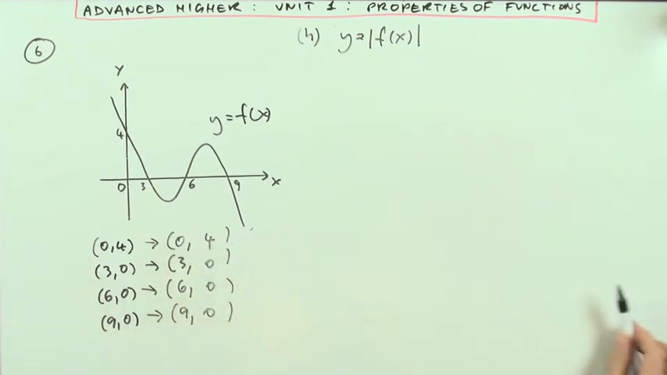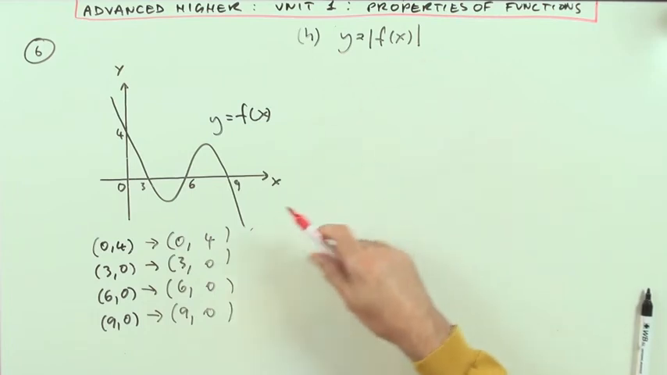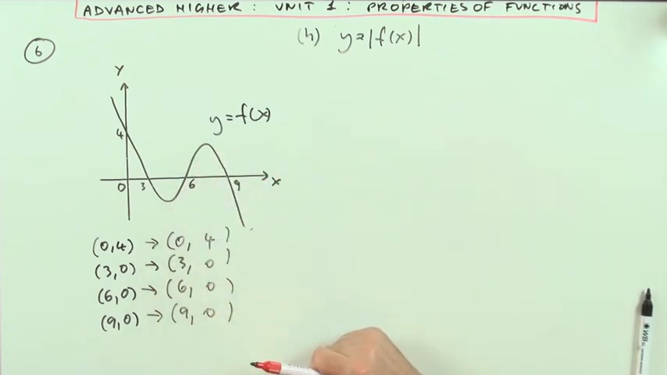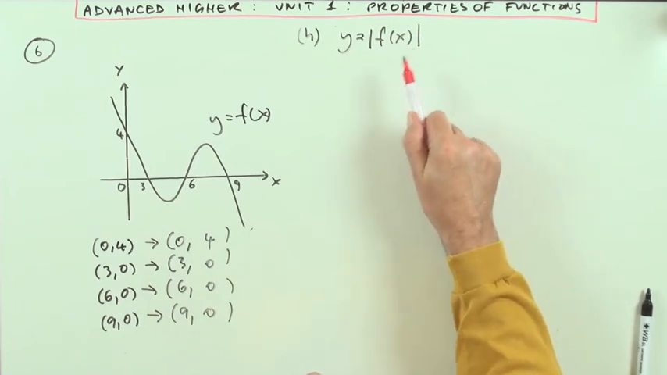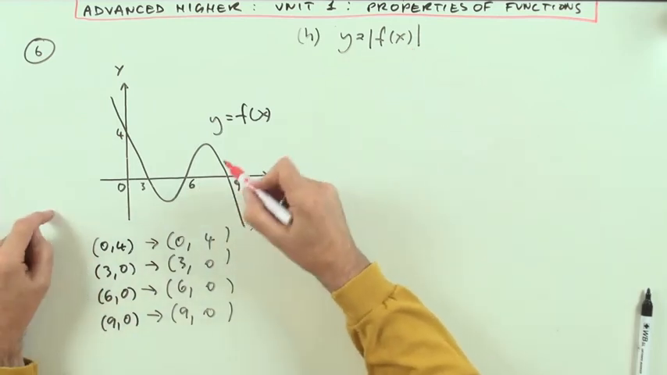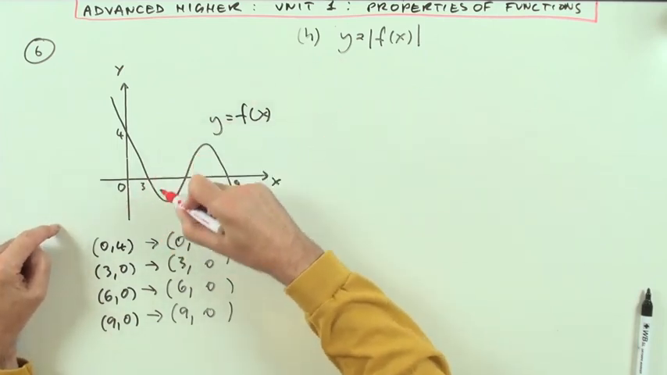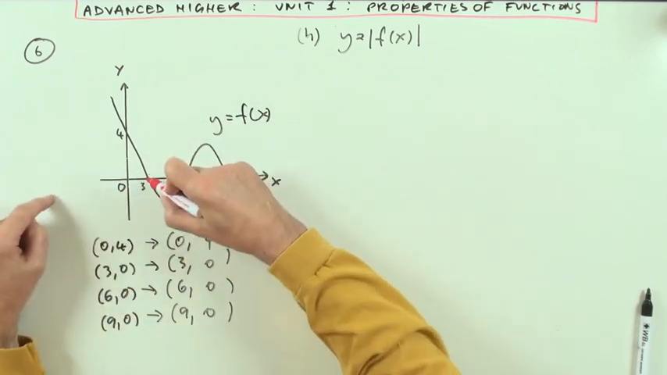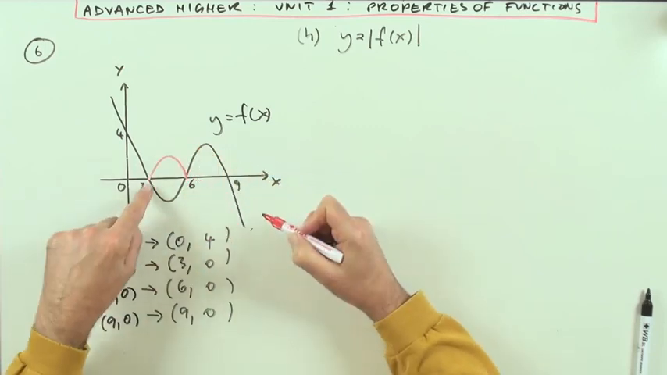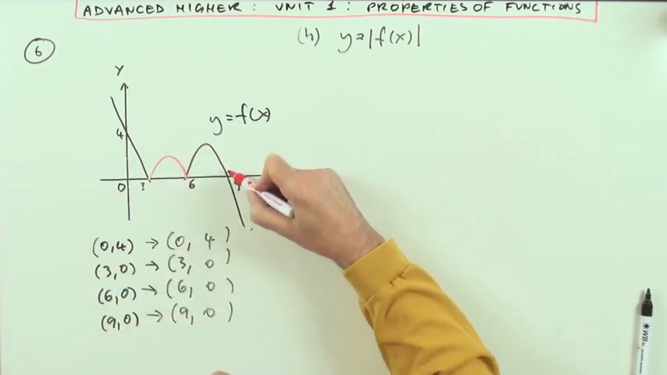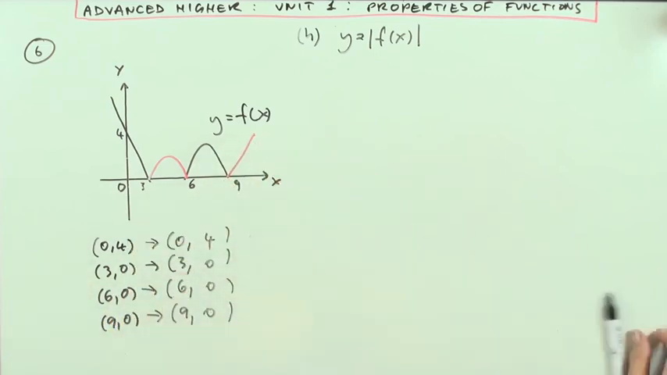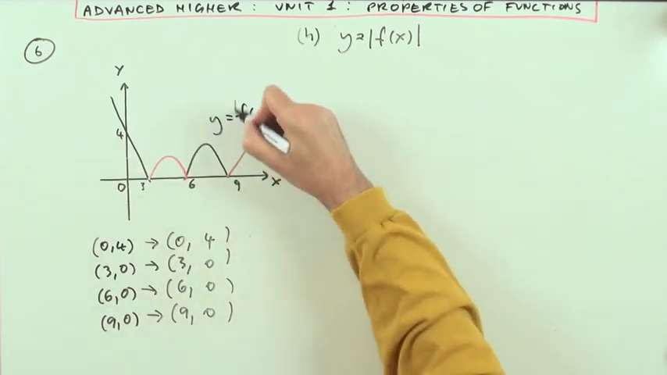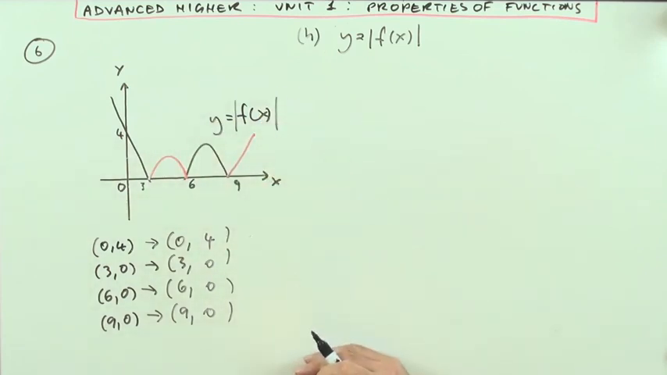So actually using these points doesn't indicate at all what happens with this. It's these other points that would have been more interesting, because what that says is all the negative answers will be replotted as positives. So I'll just alter this graph finally. So that would be fine. It was just that this part that was below here will now bounce above, and this part which was below here will now go above. That would be the graph of the absolute value of f of x. Right, that was question 6.